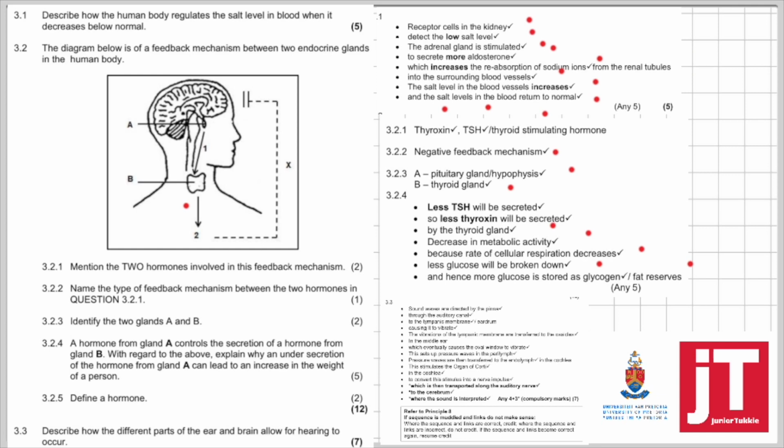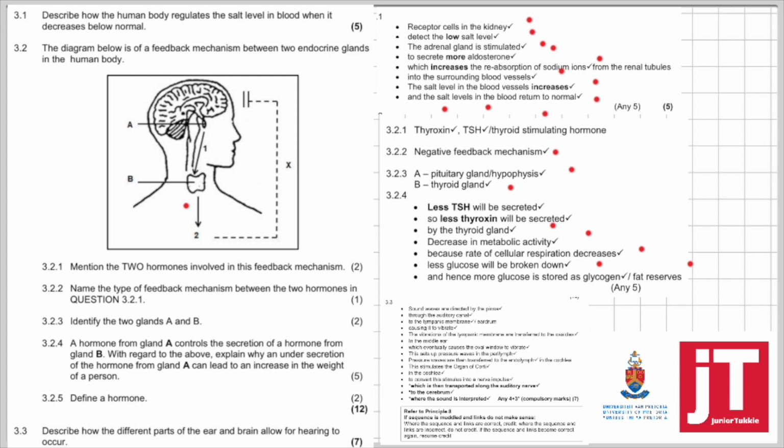3.2.5 asks what a hormone is. I seem to have not put the answer in here, but a hormone is a chemical organic substance produced in one part of the body but has its effect on another part of the body. You can always rewind the video or move the video a bit so you can write it down.